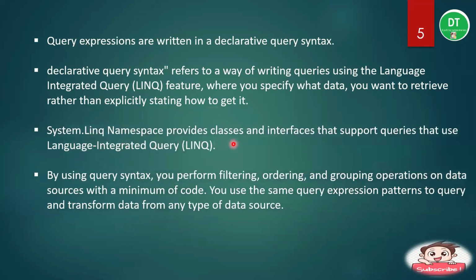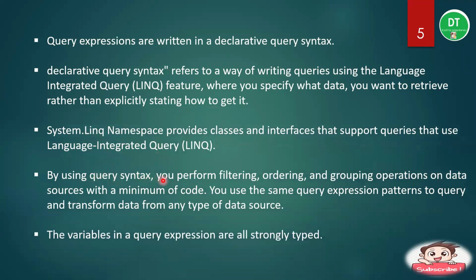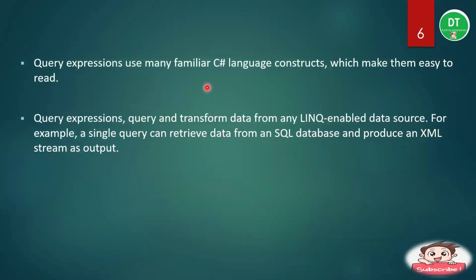The System.Linq namespace provides classes and interfaces that support queries that use language integrated query. By using query syntax, you perform filtering, ordering, and grouping operations on data sources with a minimum of code. We use the same query expression pattern to query and transform data from any type of data source. The variables in a query expression are all strongly typed. Query expressions use many familiar C# language constructs, which make them easy to read.